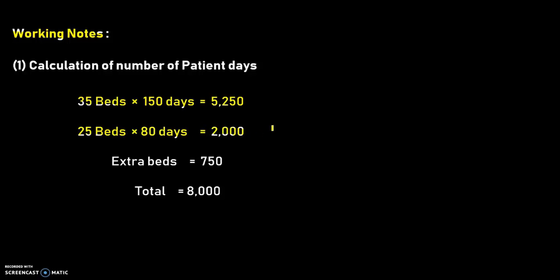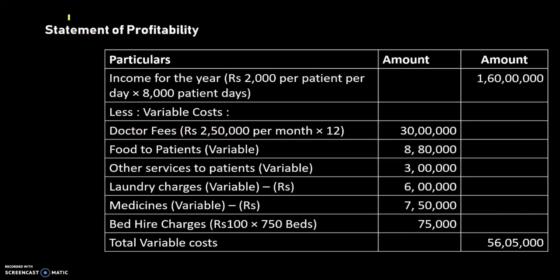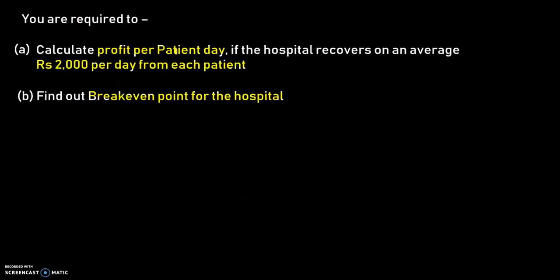But in this calculation, let us not forget there is also extra bed of 750. Add all the 3, you get the total. This 8,000, that is the total of all the 3, 5,250, 2,000, 750. This 8,000 is nothing but patient days. Okay. Next, let us go and find or prepare the statement of profitability so that we can find out the requirement of the question. That is, you have to find out profit per patient day.